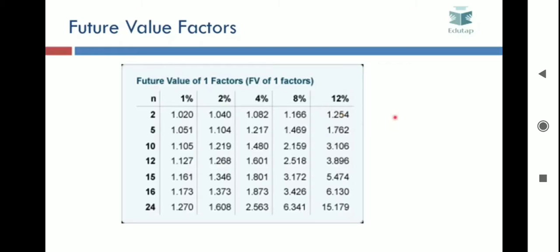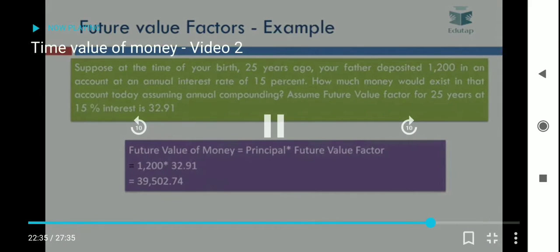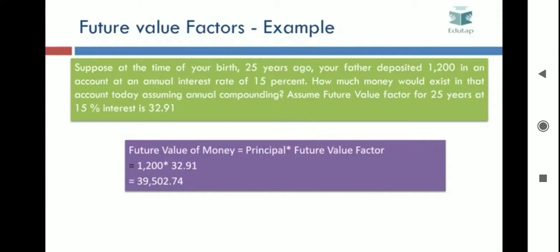Right. And similarly, if you want to find out the future value of rupees 100 after 5 years at 12% rate of interest, then you just need to multiply 100 by 1.762. Let's try to understand the future value factors using an example.